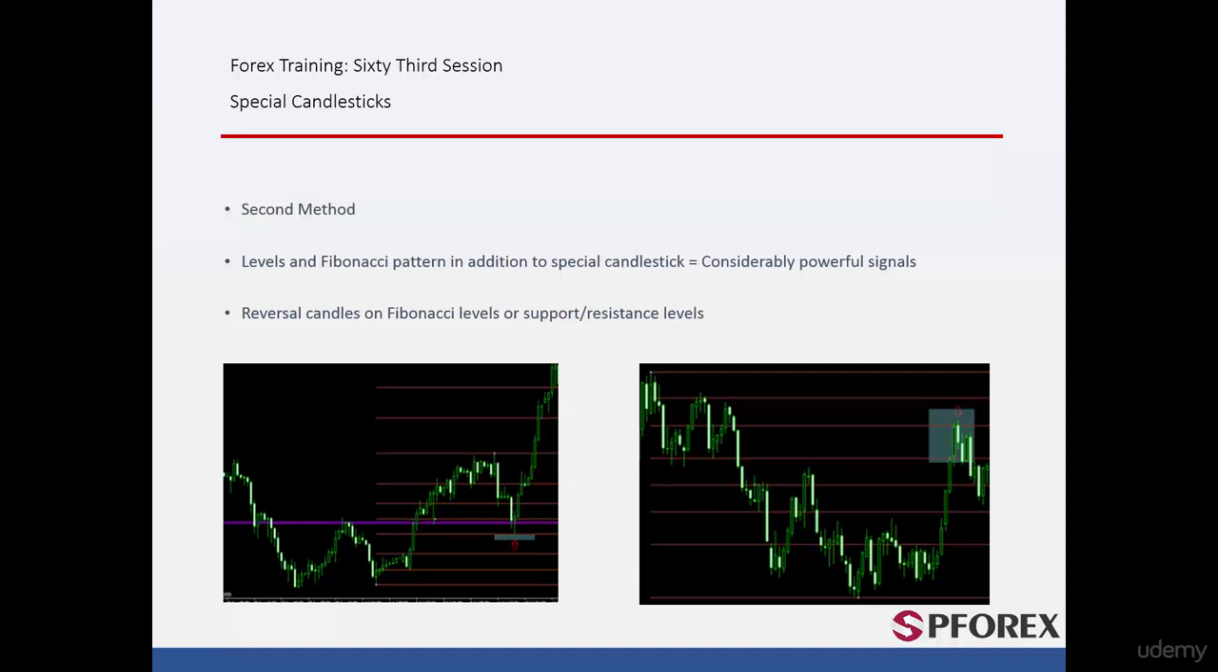Reversal bullish candles such as hammer, engulfing and piercing line form on downward trends. Also, traders can exploit Fibonacci patterns to detect these special candlesticks. Reversal bearish candles such as shooting star, engulfing and dark cloud form on upward trends. Also, traders can use Fibonacci patterns to detect these special candlesticks.